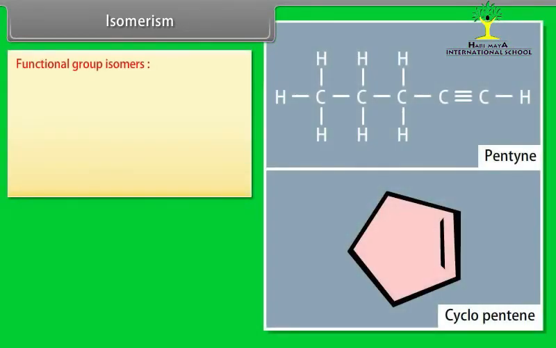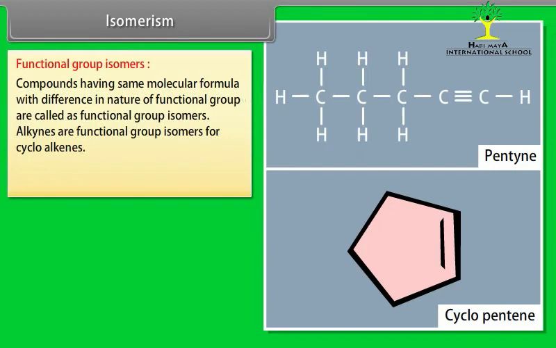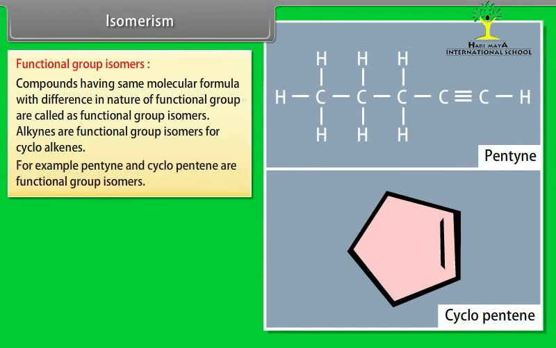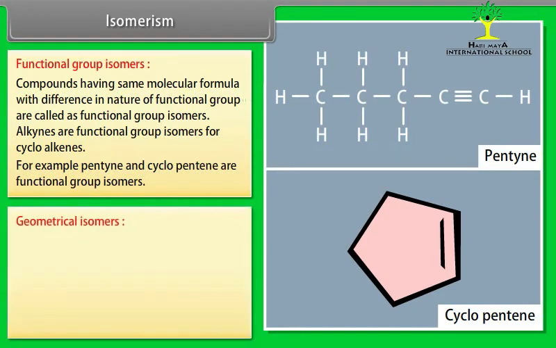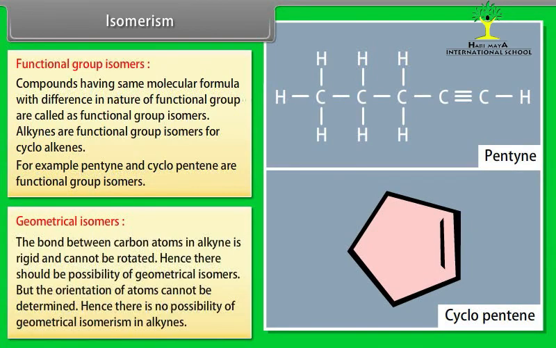Functional group isomers. Compounds having the same molecular formula with a difference in the nature of the functional group are called functional group isomers. Alkynes are functional group isomers of cycloalkenes. For example, pentyne and cyclopentene are functional group isomers. Geometrical isomers. The bond between carbon atoms in an alkyne is rigid and cannot be rotated. Hence, there should be a possibility of geometrical isomers, but the orientation of atoms cannot be determined. Hence, there is no possibility of geometrical isomerism in alkynes.